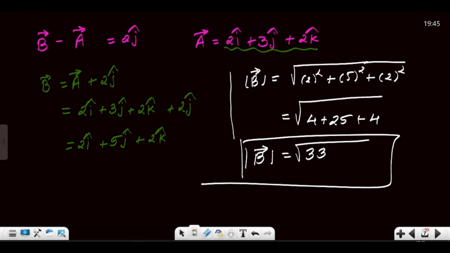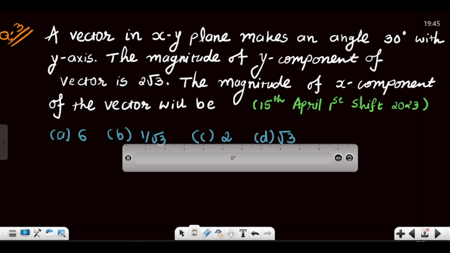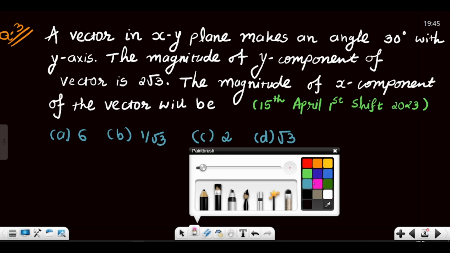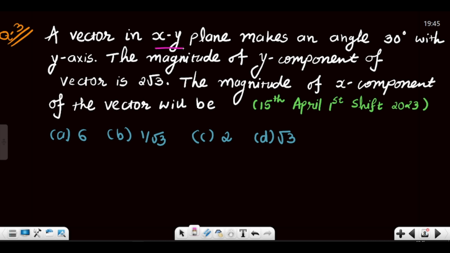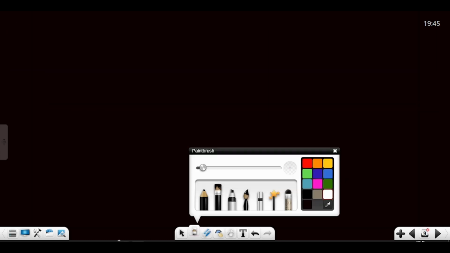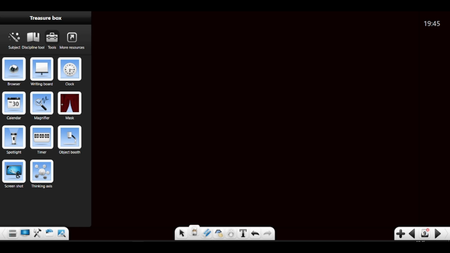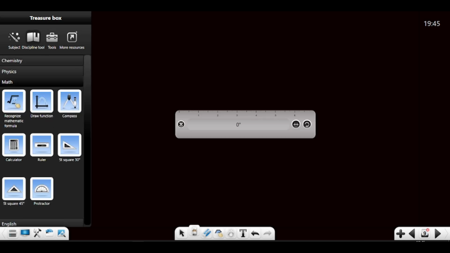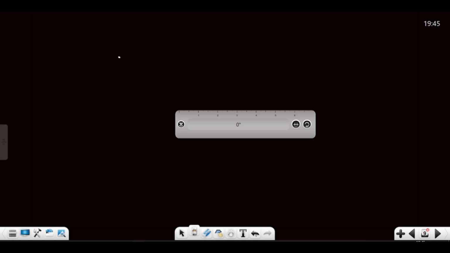Okay, then the next question is we have a vector in the xy plane that makes an angle of 30 degrees with the y-axis. First of all, let us draw the axis. We have x and y axis.